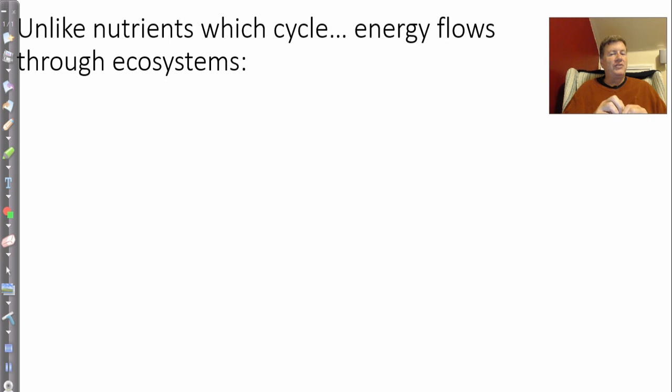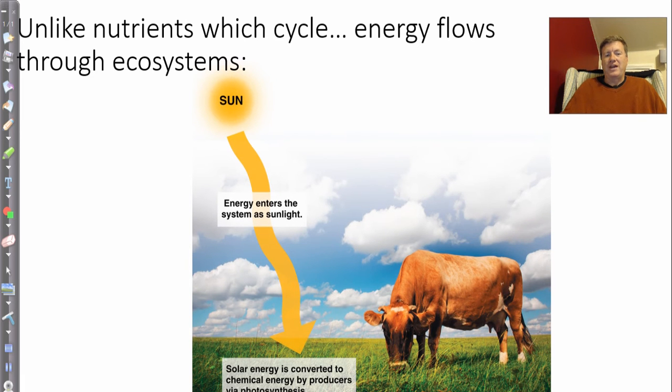And we need to focus then on some important principles regarding energy. One of them is that unlike nutrients, which cycle, remember the carbon cycle and the nitrogen cycle and the phosphorus cycle, even the water cycle, we don't use up nitrogen, we don't use up water. It's going to cycle, it's going to change forms. Energy, though, doesn't do that. Energy comes from the sun, and the sun is actually much bigger in real life than this. Energy comes as sunlight.